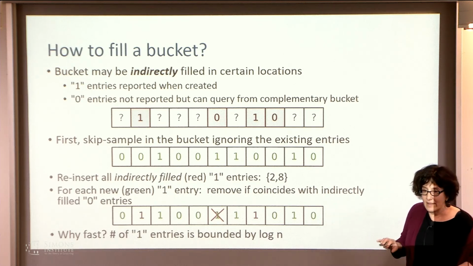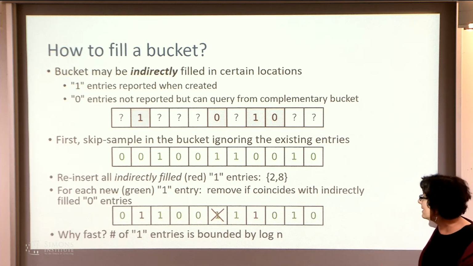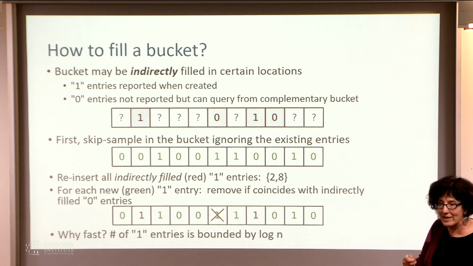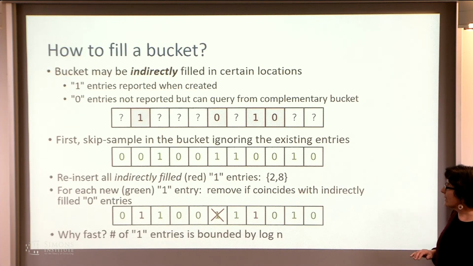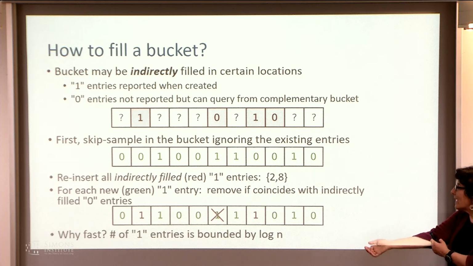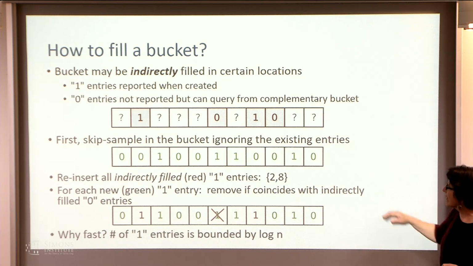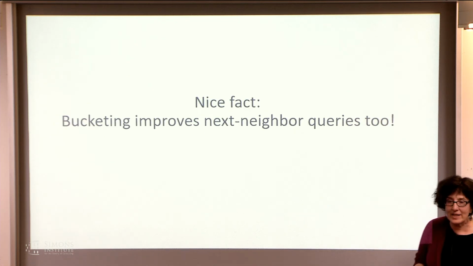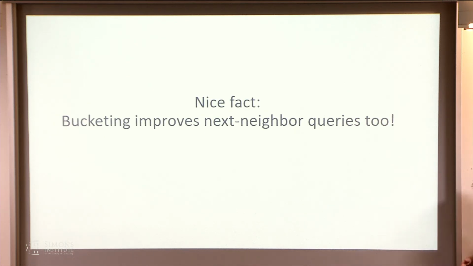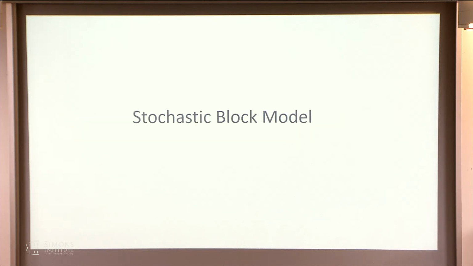on this. So the one thing you have to believe me is that it's okay if you toss a coin twice to just take the second coin. Okay. So now, why is this fast? The number of 1 entries is, okay, we said that. Good. So we're there. All right, so the nice fact is this bucketing idea also improves the next neighbor queries. Okay, so this is okay to do.